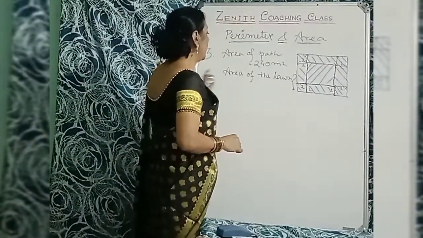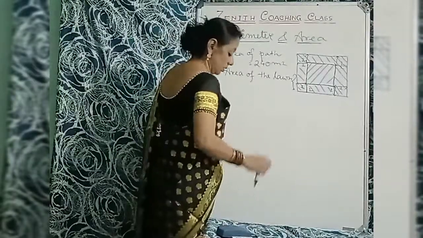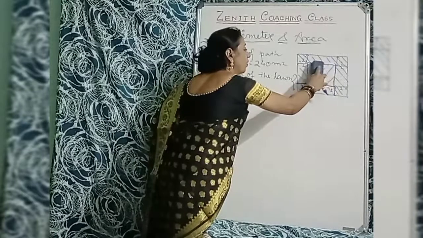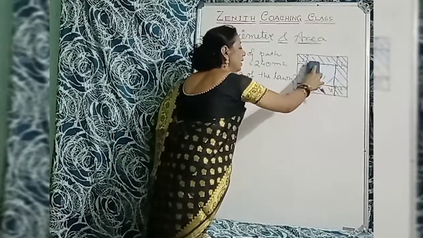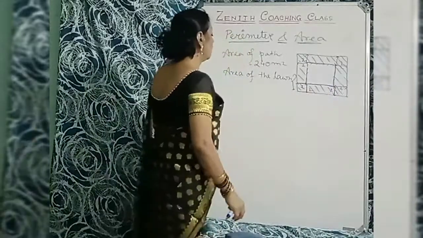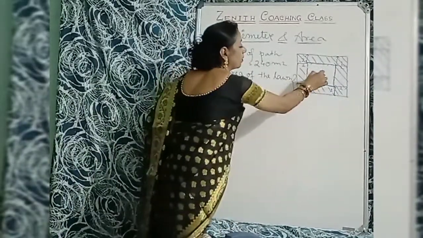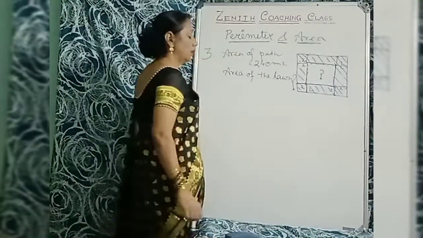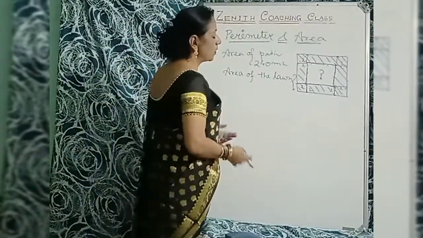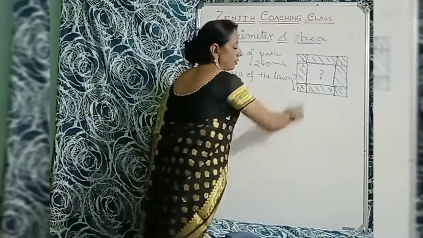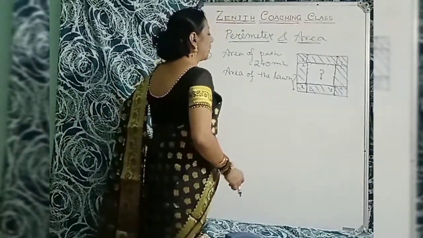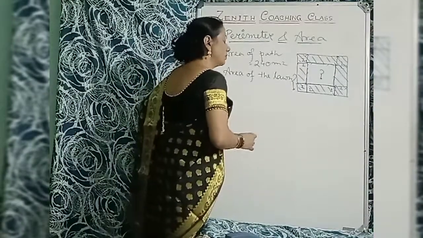And the area of the path is 240 meter square. Forget about the lawn, only the area of the path. So find the area of the lawn. How is it possible? There is no side given. How is it possible to find out the area of the lawn? Okay, I'll teach you.